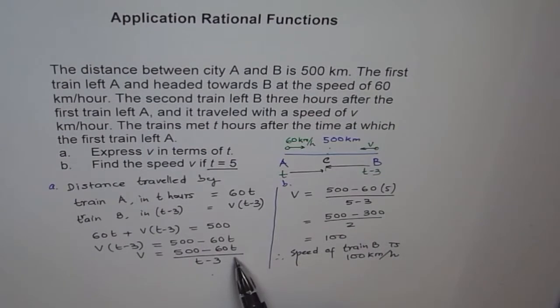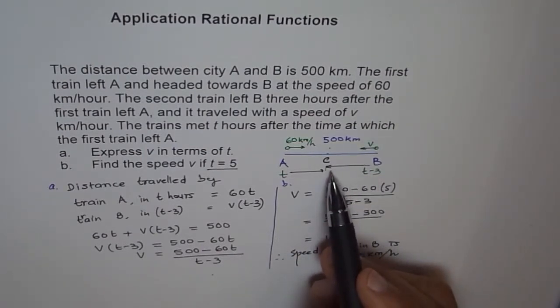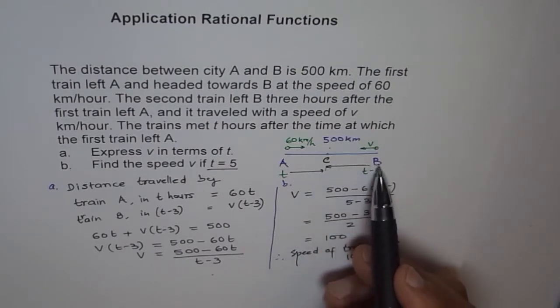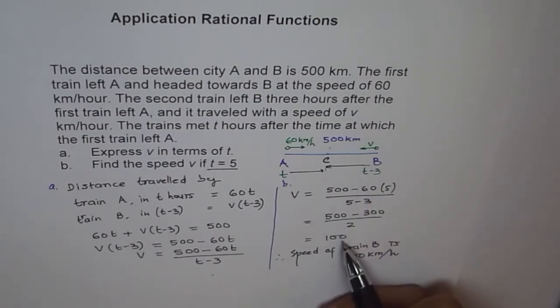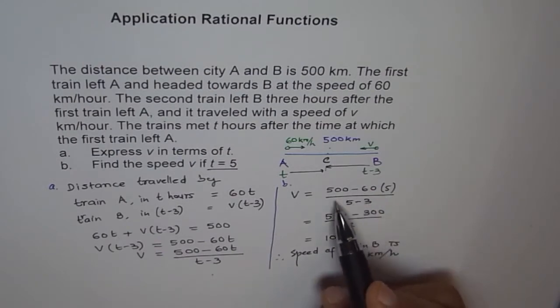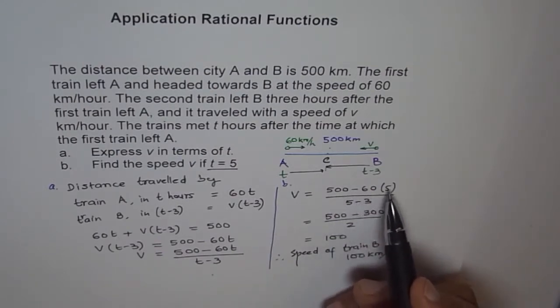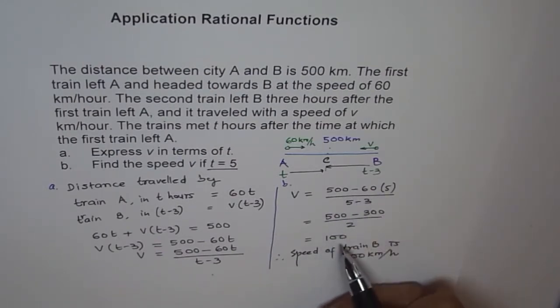Part B was to find the speed v if t equals 5. So if the time they take to meet somewhere in between is 5 hours, then what was the velocity of B? That is the question. So we found it by substituting t as 5 and then evaluating the expression, and we got (500 minus 60 into 5) divided by (5 minus 3) as 100, and that is the speed of train B, right? And it was found to be 100 kilometers per hour.